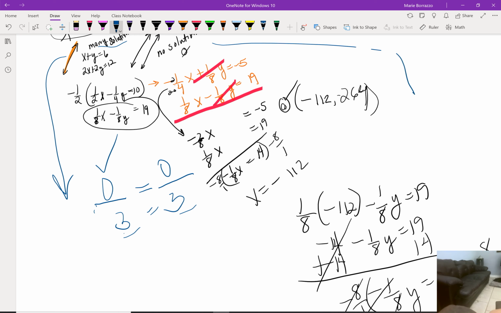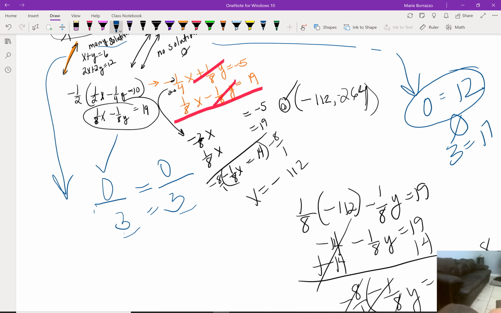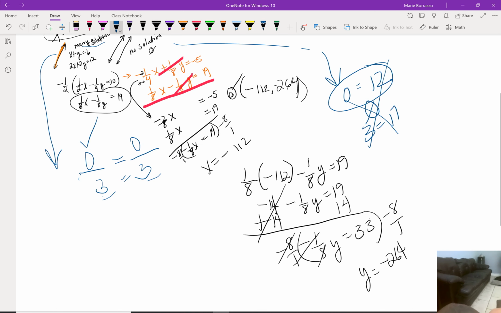If it is no solution, then you get a weird answer like 0 is equal to 12. That's how you'll know that there is a null set or no solution. Or something like 3 is equal to 17. On what planet, right? It doesn't happen. So that's how you know it's a null set, FYI. You wouldn't get an x and a y like we did here.